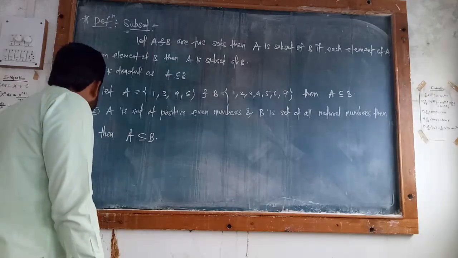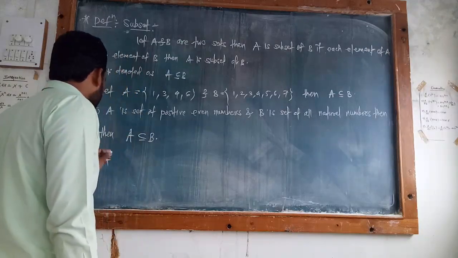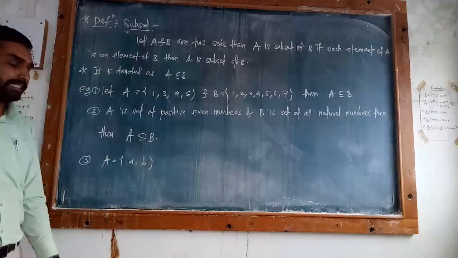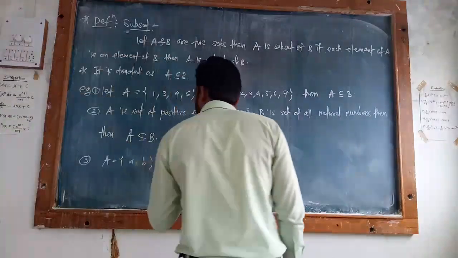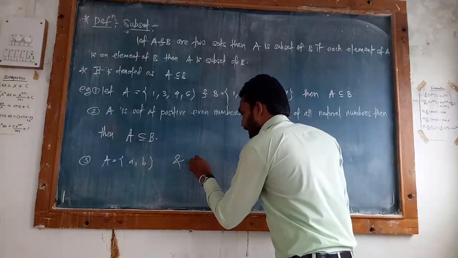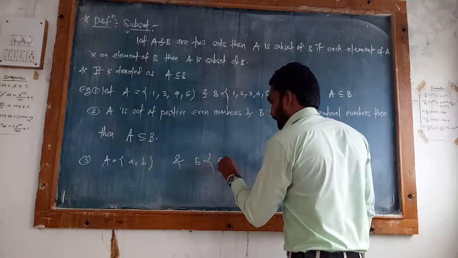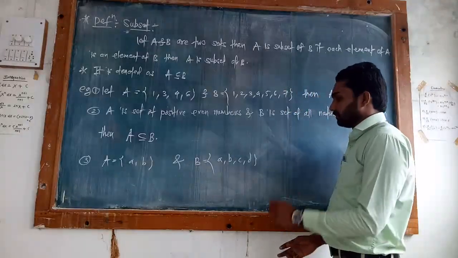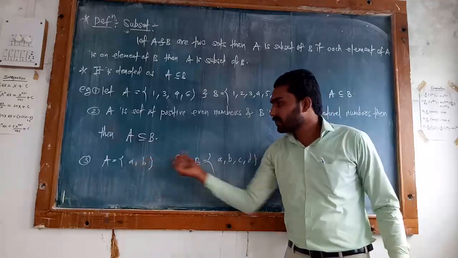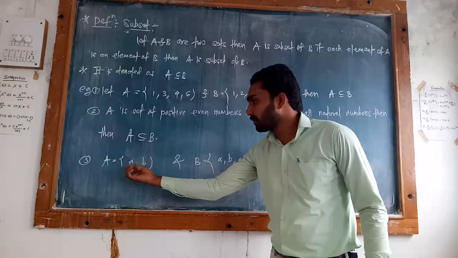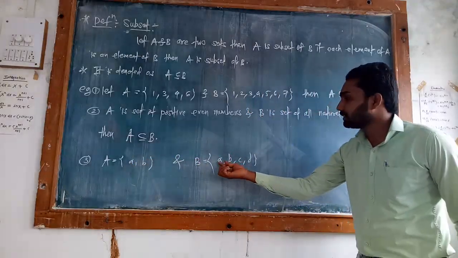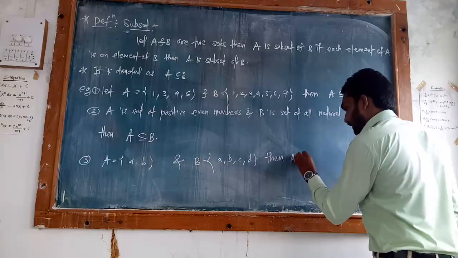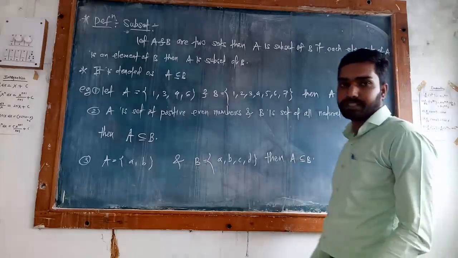Consider the third example. Suppose set capital A is {a, b}, and your set capital B is {A, B, C, D}. Then is A a subset of B? Yes, because each element of A, small a and small b, is also an element of capital B. Then A is a subset of B.